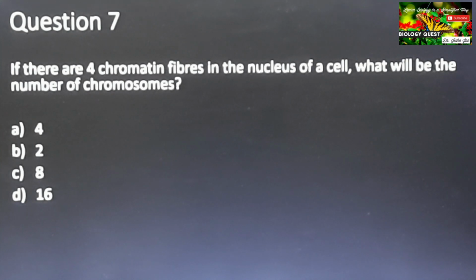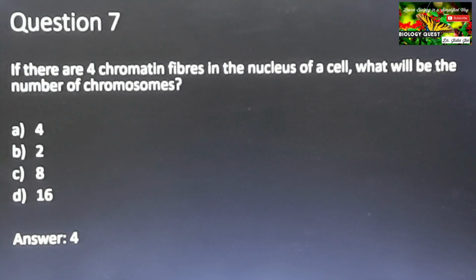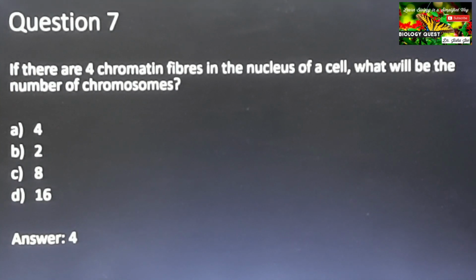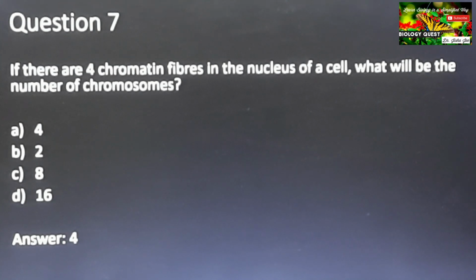So what is the correct answer? Answer is option A 4. Okay, so the number of chromosomes is equal to the number of chromatin fibers. That is the answer. There would be as many chromatin fibers inside the nucleus as the number of chromosomes. So option A, answer is 4. That is the correct answer. Hope it is clear to you.